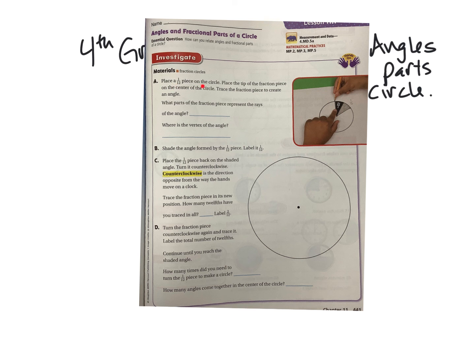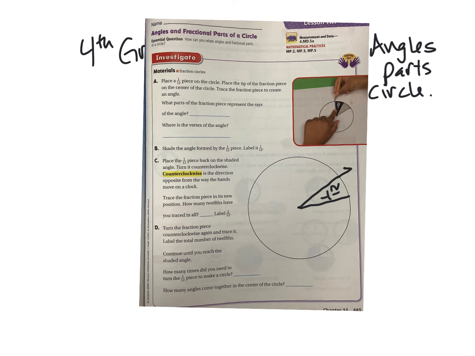Place a 1/12 piece on a circle and place the tip of the fraction piece on the center of the circle, like that. Trace the fractional piece to create an angle. What parts of the fractional piece represent the rays of the angle, and where is the vertex of the angle? So just real quick, if we had a fractional piece of 1/12, it would fit there.